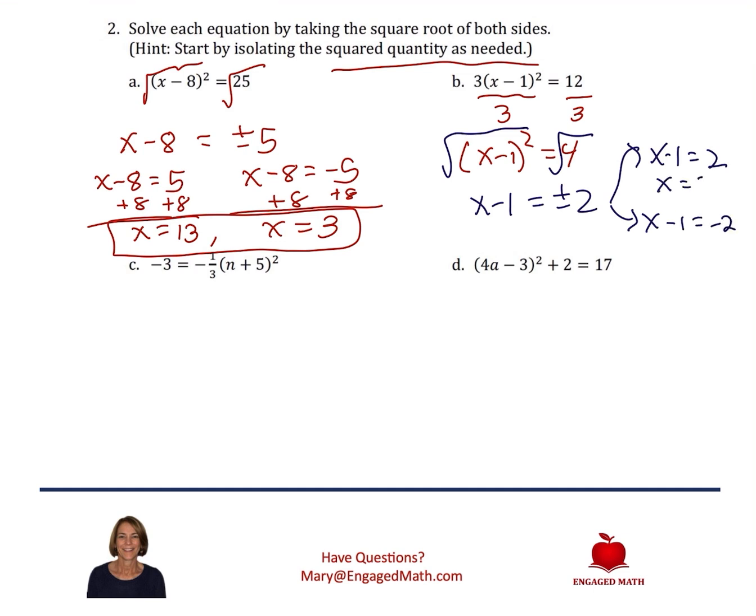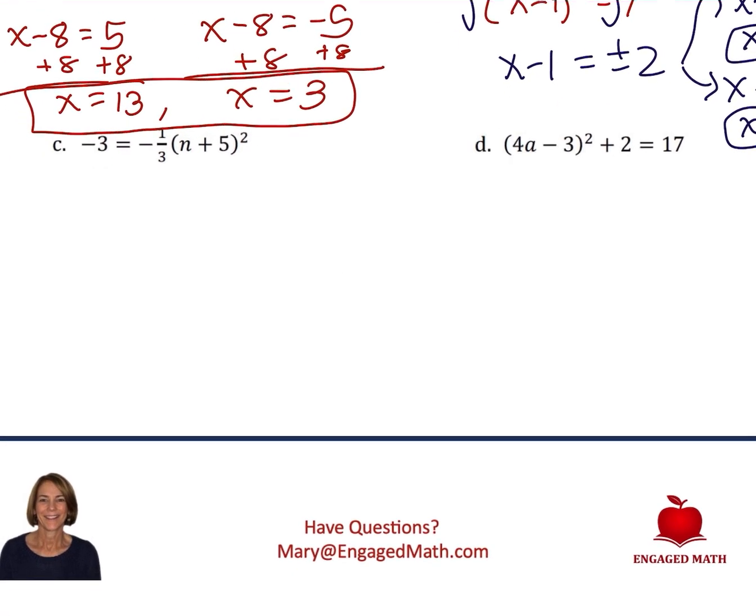I'm not going to show all the work with this, but x is either equal to 3, and the other answer is going to be x is equal to negative 1. Okay, we're ready for C. I'm going to zoom in a little bit so you can see C and D really clearly.